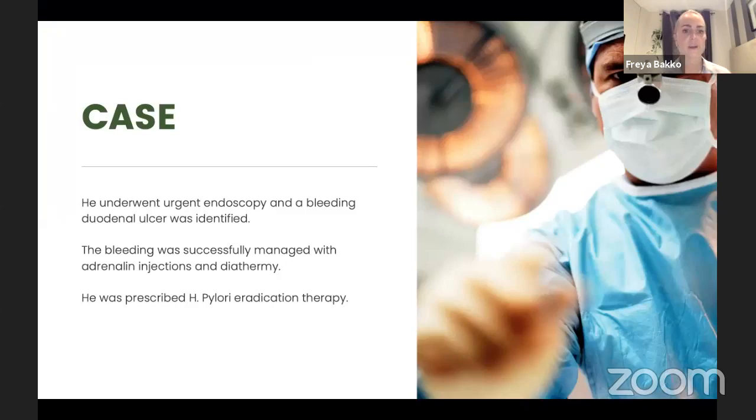So our patient underwent urgent endoscopy and a bleeding duodenal ulcer was identified. This was successfully managed with adrenaline injections and diathermy. After endoscopy, he was prescribed H. pylori eradication therapy, and we're going to talk a bit about the causes of peptic ulcers and H. pylori.